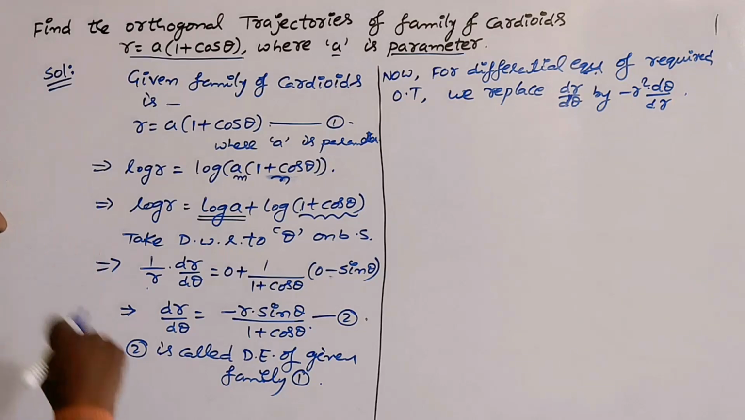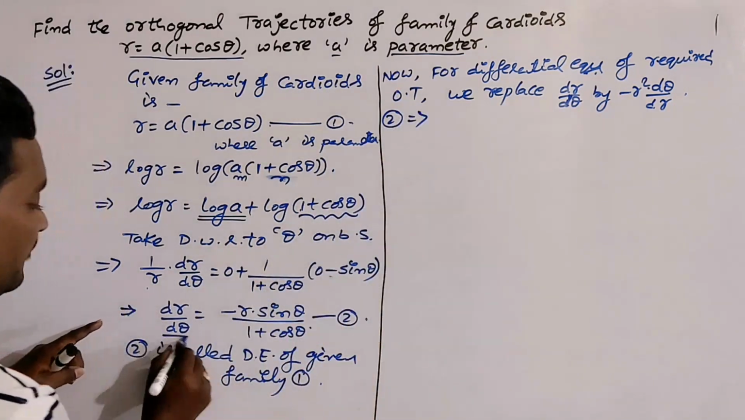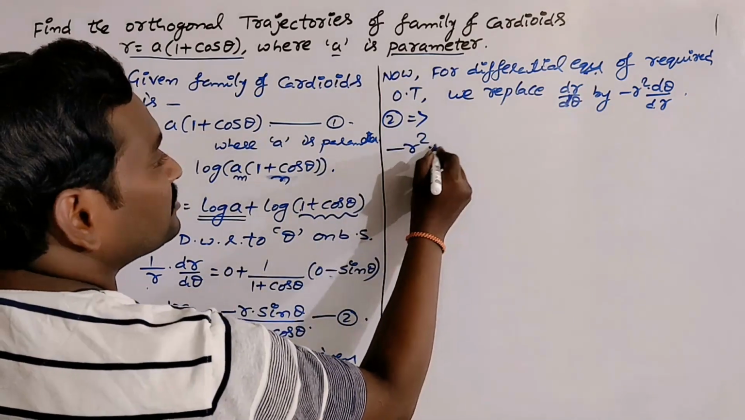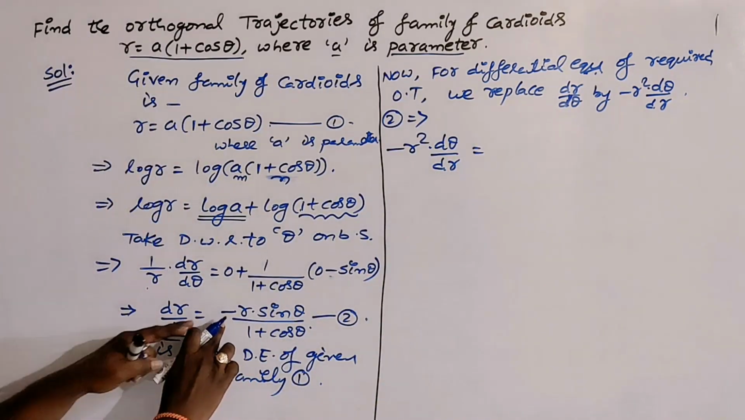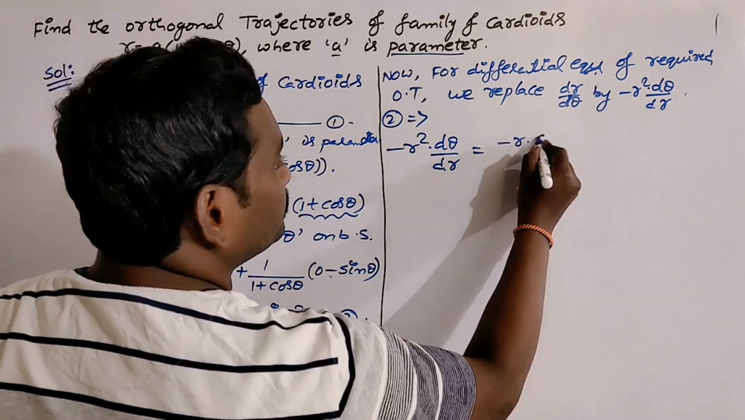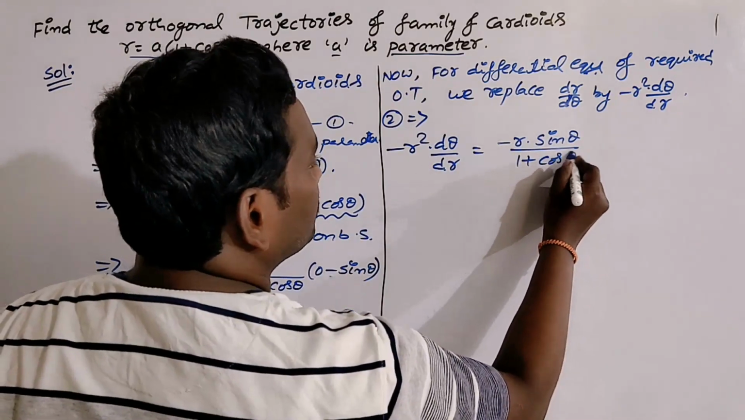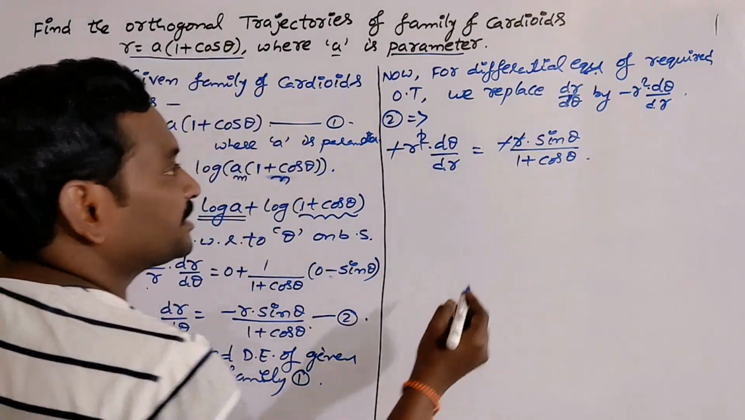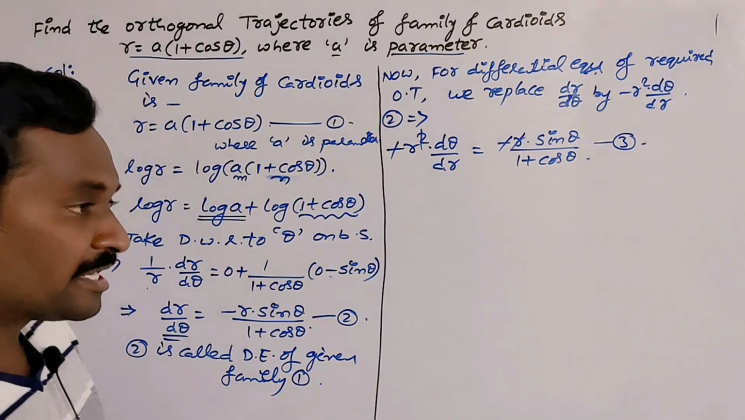So 2 becomes: here on the left hand side, we have dr by d theta, replace it by minus r square into d theta by dr is equal to minus r into sin theta by 1 plus cos theta. So minus gets cancelled, one r gets cancelled. You will get the new differential equation. This is called the differential equation of the required orthogonal trajectories.